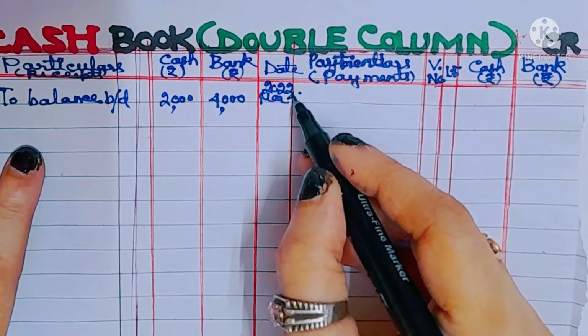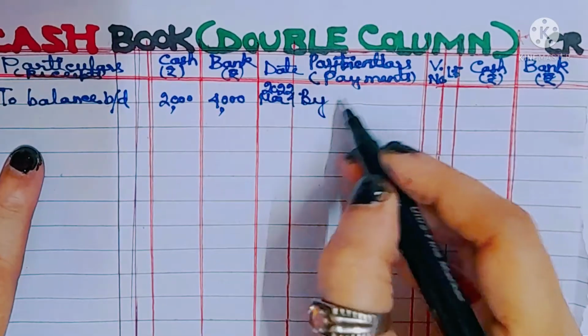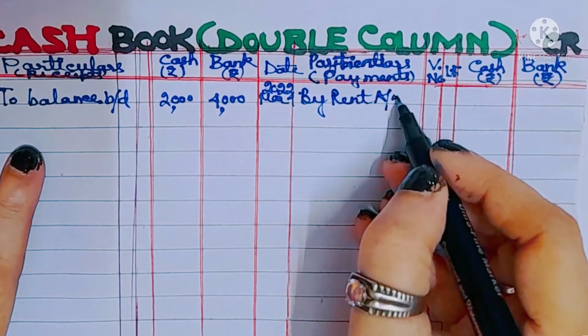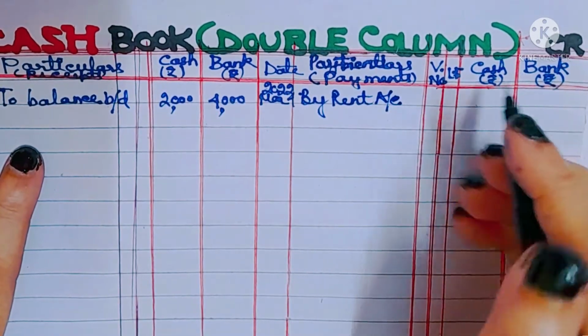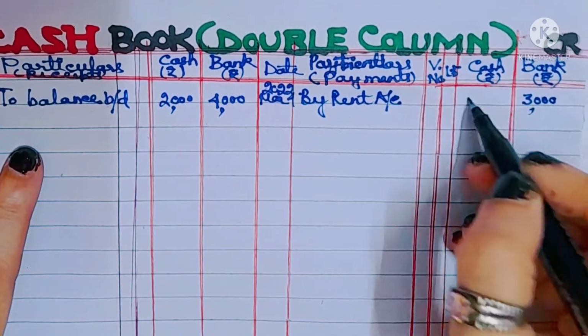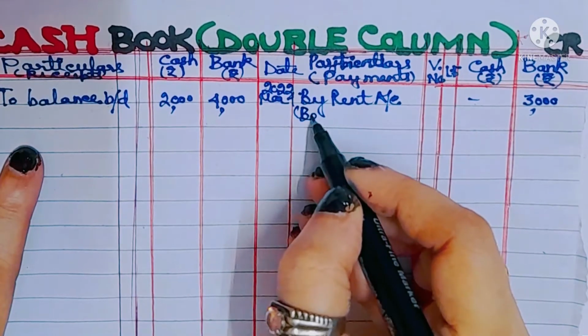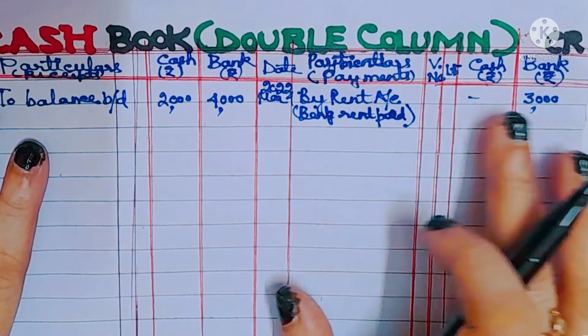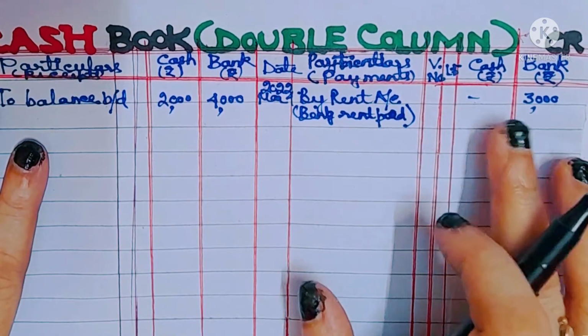4th March by rent account. How much? 3000 in the bank column, because paid by check, being rent paid. Understood? Moreover, bank column represents bank account.